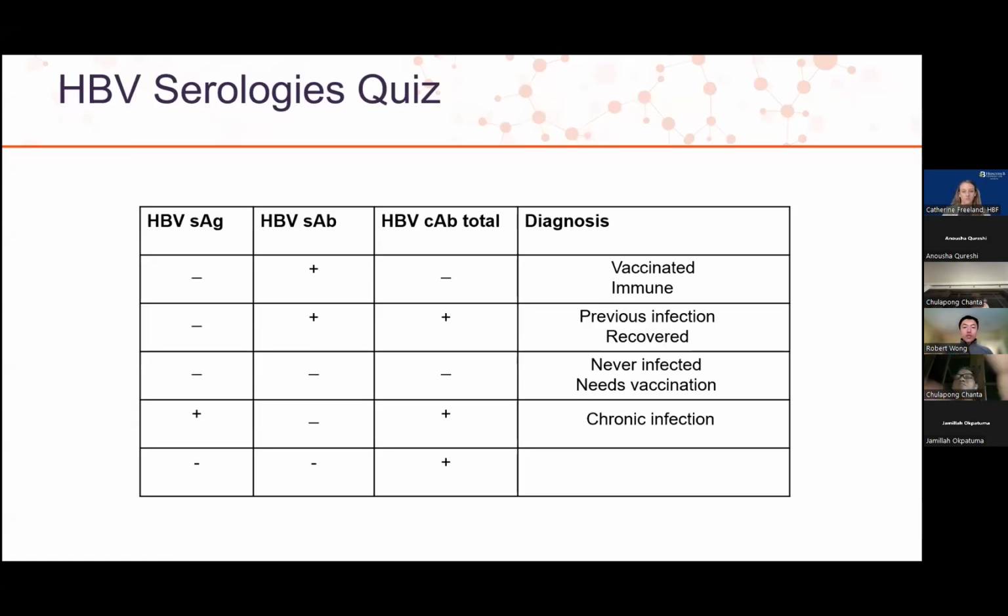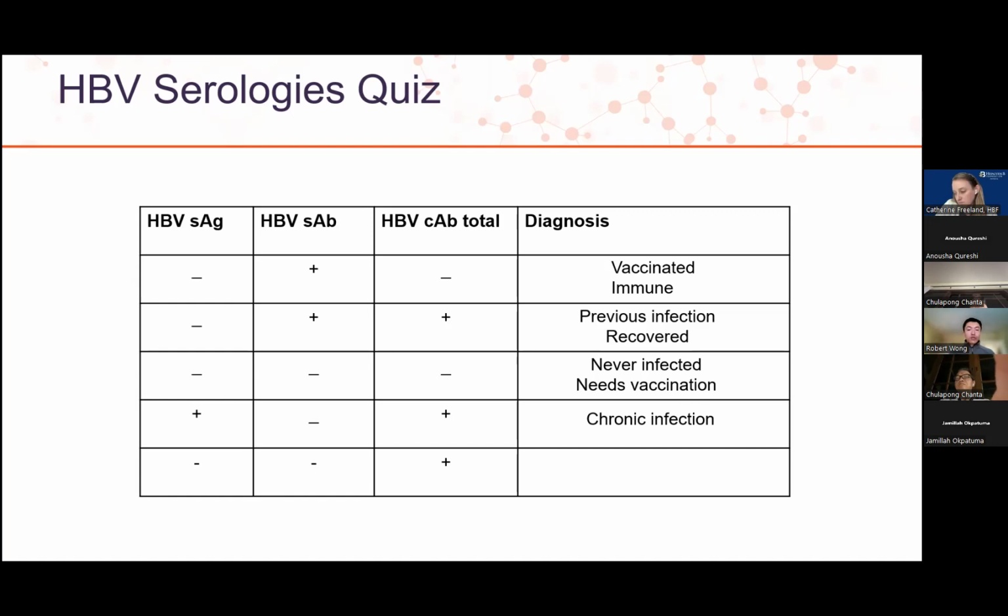The last one is a little bit tricky. I didn't really put an answer there. This happens not infrequently, where you have an isolated core antibody. It can be due to a variety of reasons. First, you want to make sure this is not someone that has low-level chronic infection. So you want to make sure you rule out a detectable viral load. So check their hepatitis B viral load.